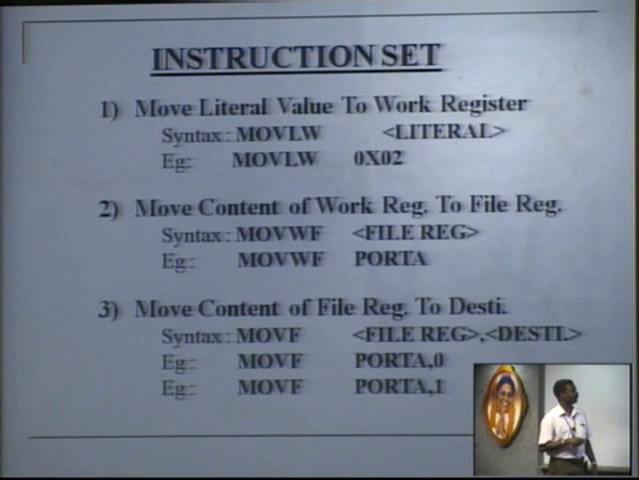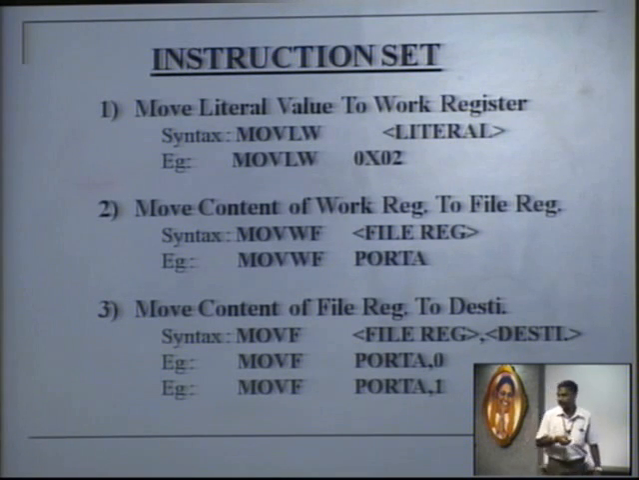First one is move literal value to work register. That is MOVLW. Usually, if you write move A comma B, the content of B will be moved to A. That is from right to left. But here it is just the opposite. All movement is towards the right. MOVLW means move literal value to W. That is from L to W you are moving, from left to right.